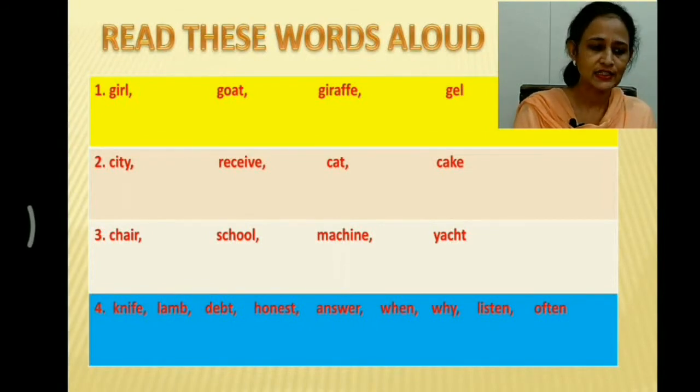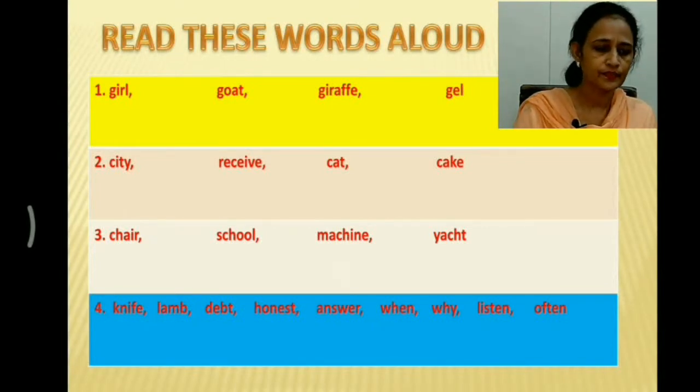In the first set, the letter G sounds as G in girl and goat. It sounds as J in giraffe and gel. In the second set, the letter C sounds as S in city and receive. It sounds as K in cat and cake.